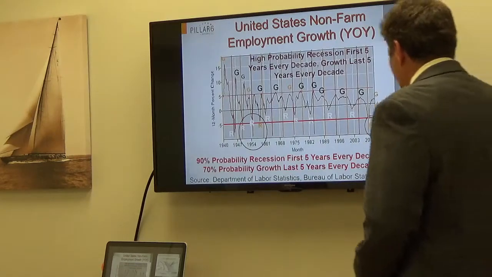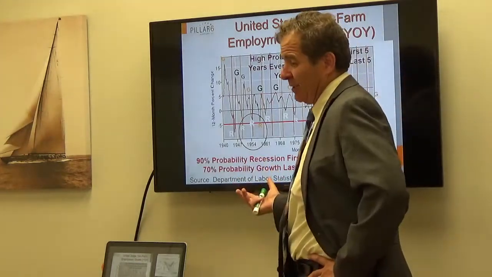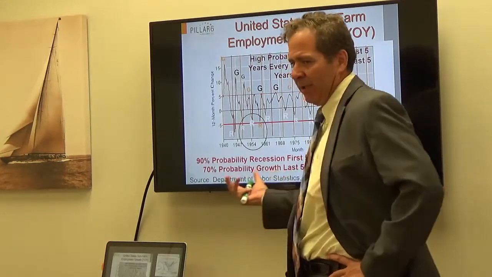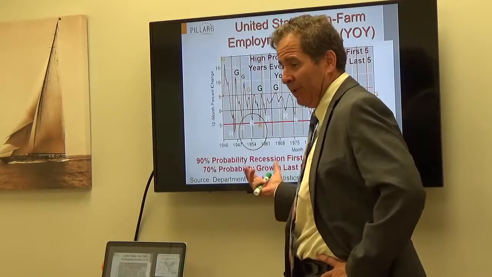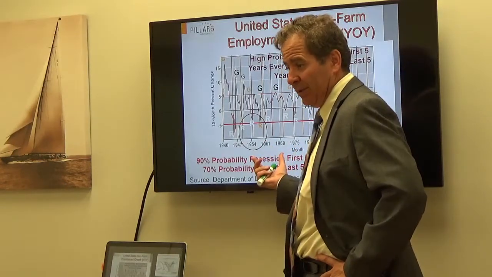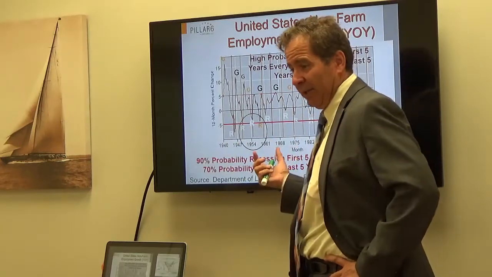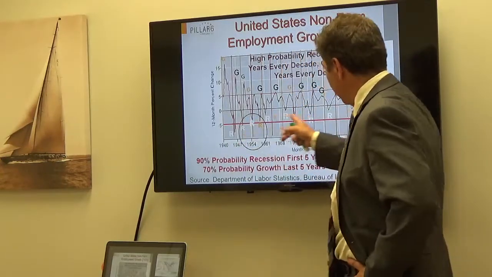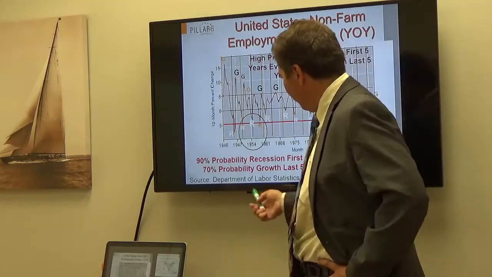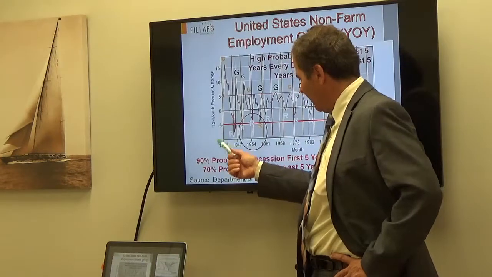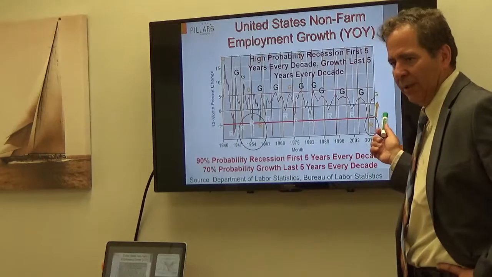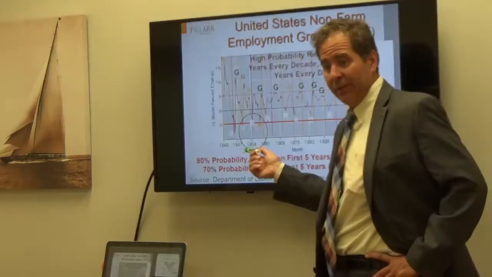So what I did was I went back to 1940, and I could have gone back 150 years if I wanted to, which I did, but I used this data because it was easier, and I used non-farm employment. So this is year-over-year non-farm employment growth rates on a monthly basis. So I tried to create some cyclicality. And as you can see, it looks like there's a pattern here in the cyclicality. So I broke up the decades from 40 to 50, 50 to 60 in 10-year increments. And then I bisected them into 5-year increments.